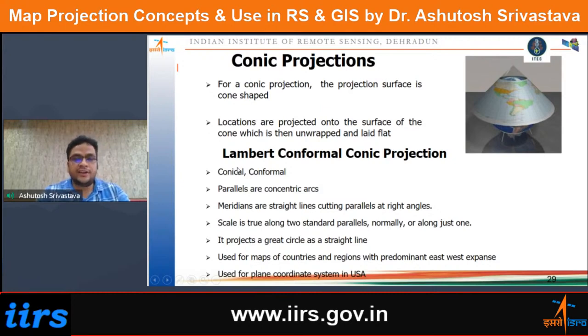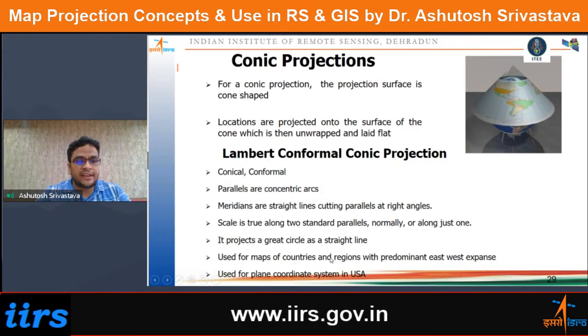Here, there was Mercator. In case of that, LCC is the famous, well-known projection. It is conical, and conformal means shape will be preserved. Parallels are concentric arcs. Meridians are straight lines, cutting parallels at right angles. Scale is true along two standard parallels, or normally just one. In case of secant, it will be two, or in a tangent, it will be one.